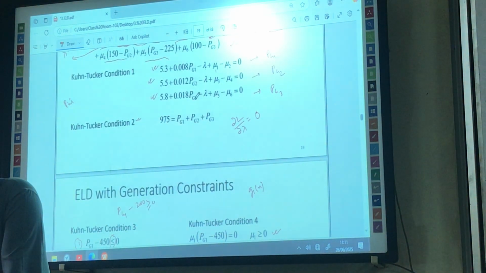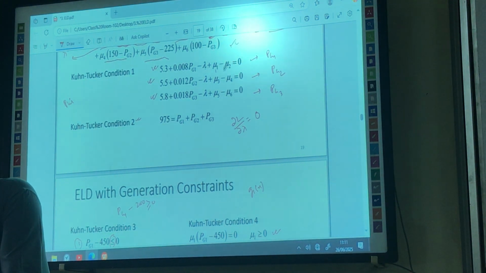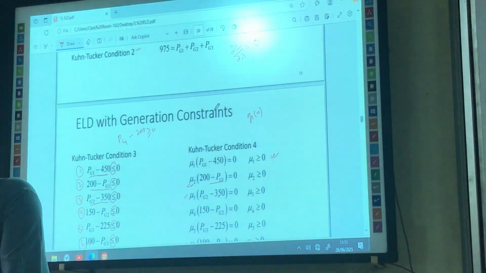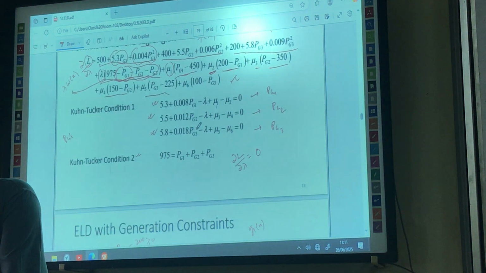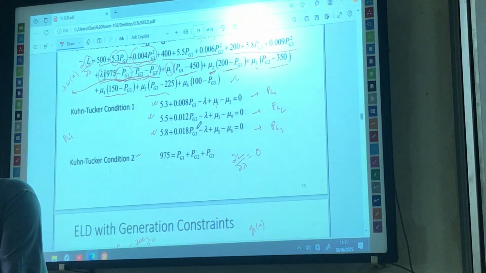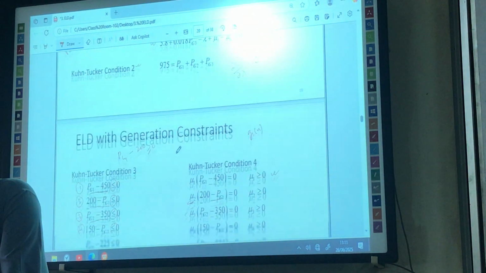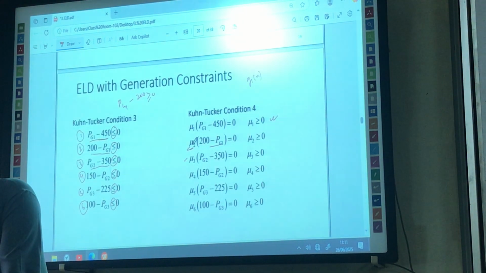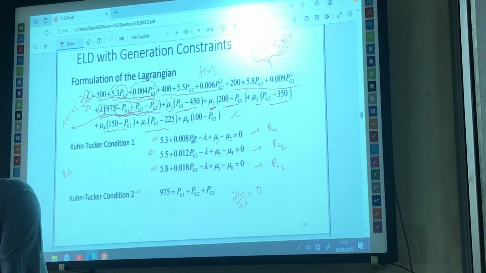Pg1, Pg2, Pg3 and lambda. There are 4, and there are 6 mu, right? So altogether there are 10 unknown variables. And to solve the 10 unknown variables, we need at least 10 equations, right? We have more than 10 equations. That's not the problem. But to solve 10 variables is very much difficult for us, right?